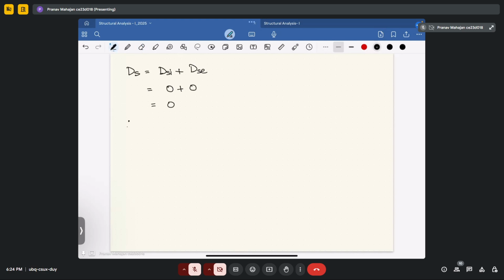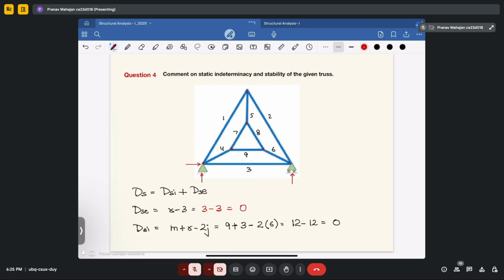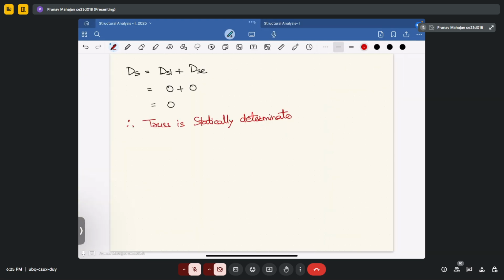Therefore, the truss is statically determinate. But in this case, you see, if you try to apply the load at the top point, the truss will move in the downward direction, leading to collapse of the internal structure that is already made. So, in this case, your truss will not be stable, your truss will be unstable. So, the truss is statically determinate but unstable.